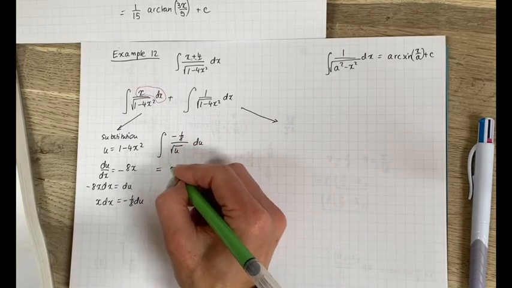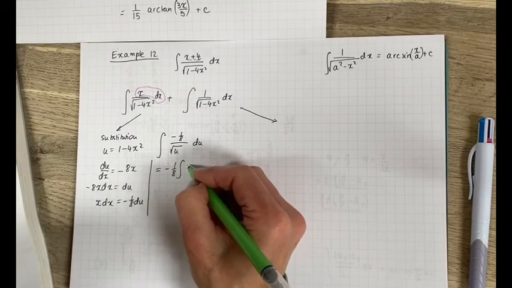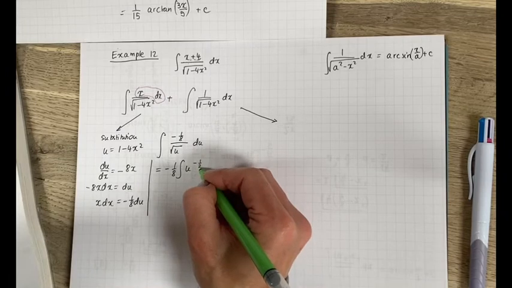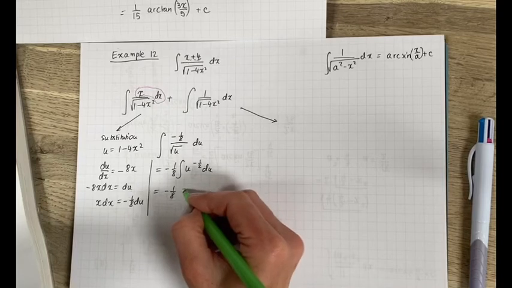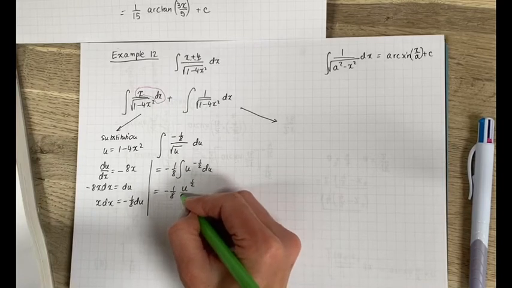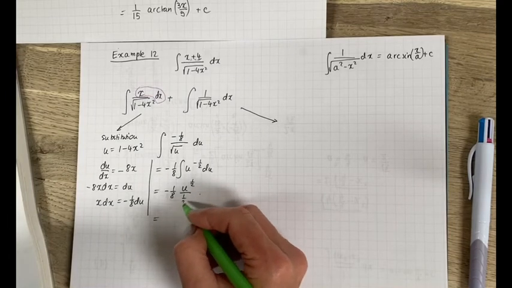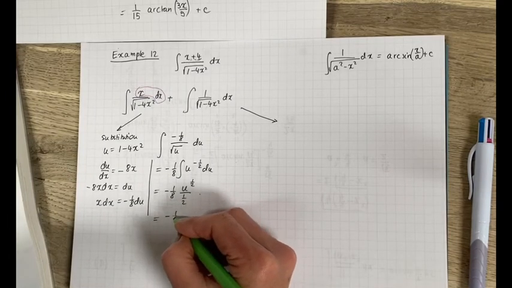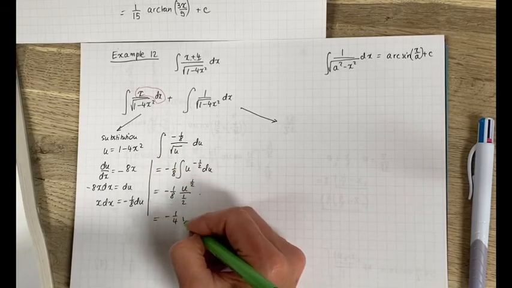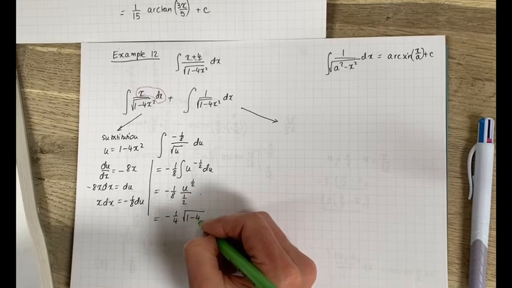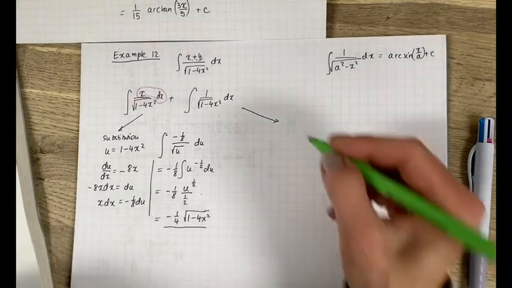So we've got minus 1/8 du over square root of u. That's quite a simple one. So it's going to be minus 1/8, and then you've got u to the power of minus 1/2. Add 1 to the power, divide by that power, you're going to have u to the power of 1/2 over 1/2. There you go. So minus 1/4, and u is 1 minus 4x squared to the power of 1/2 gives me a square root. So that's our first half done.